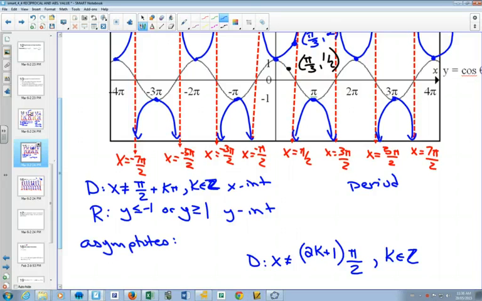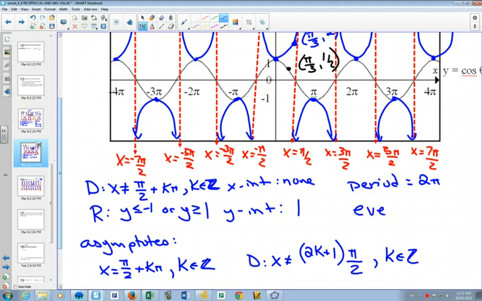Our asymptotes, again, you can choose either one of those. And again, there are no x-intercepts. And this time we do have a y-intercept at 1. Just like our cosecant graph, our period is 2 pi. And this function is even.